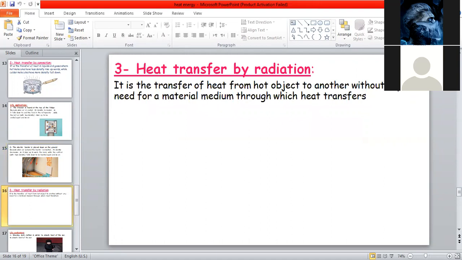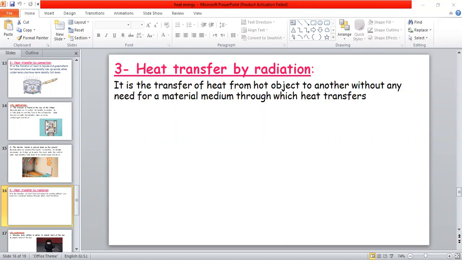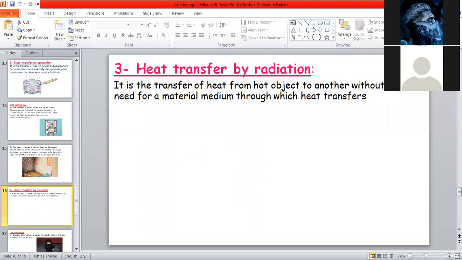The last one is heat transfer by radiation. Heat transfers by radiation from one object to another without any need for a material medium to transfer the heat. Like the sun. The heat transfers from the hot object to another without any need for a material medium. Like the heat of the sun, we feel warm.